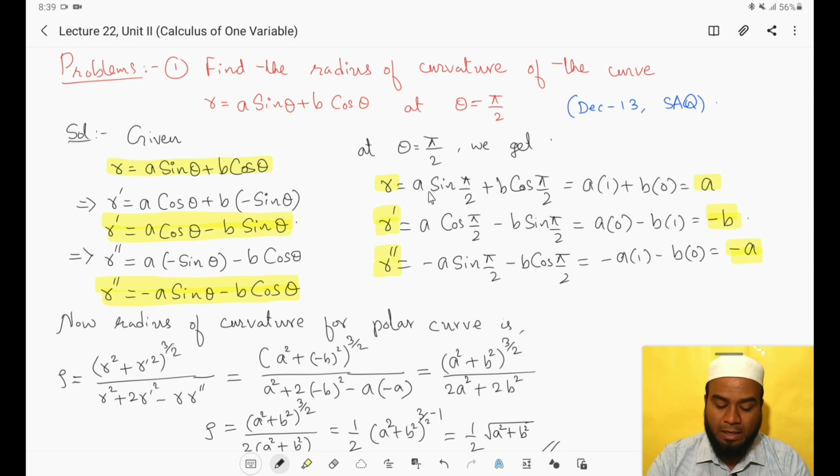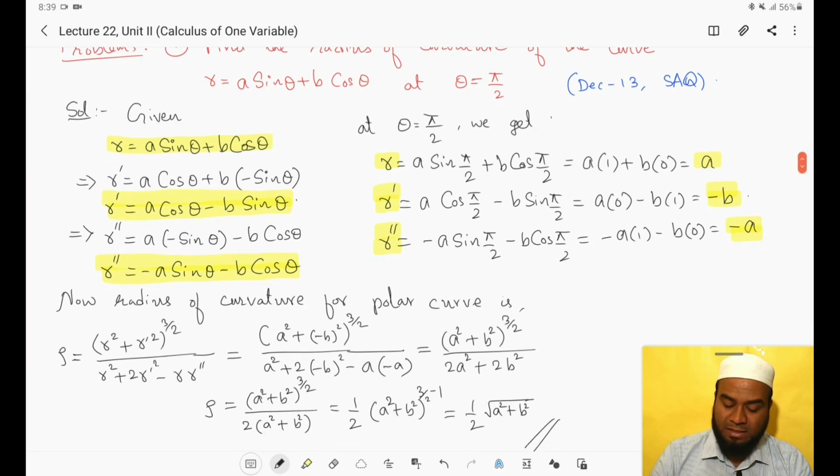So when we substituted theta equals pi by 2 in r, we got it to be a. In r dash we got it to be minus b. In r double dash we got it to be minus a. Now the formula already discussed. The formula for finding radius of curvature if the given curve is a polar curve is (r square plus r dash square) whole power 3 by 2 by (r square plus 2r dash square minus r into r double dash). So we have to substitute the values of r dash and r double dash in this. So here we have substituted. A little bit of simplification will give us the radius of curvature to be 1 by 2 square root of a square plus b square. So now we are going to see the second problem in radius of curvature for polar curve.